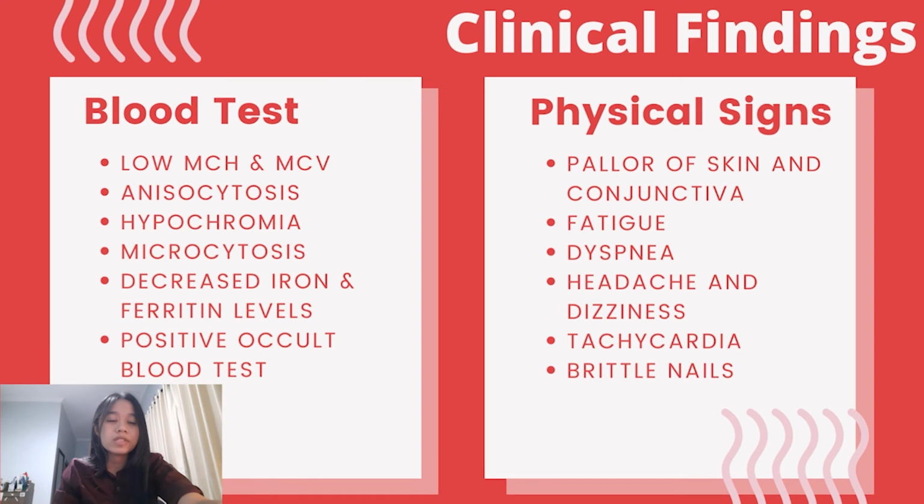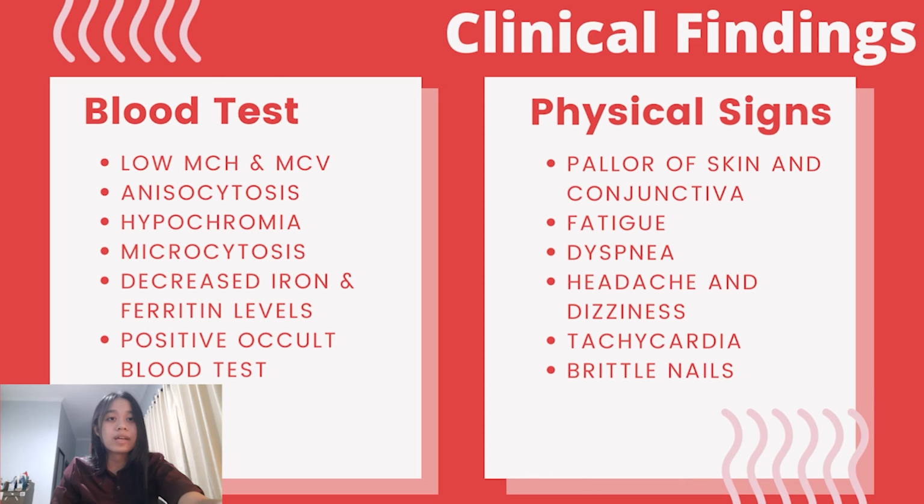Most patients with iron deficiency anemia are asymptomatic and are identified with blood tests. The red blood cell index demonstrates a low mean corpuscular hemoglobin or MCH and low mean corpuscular volume or MCV. Anisocytosis, hypochromia, and microcytosis of red blood cells can be observed through hematoscopy.